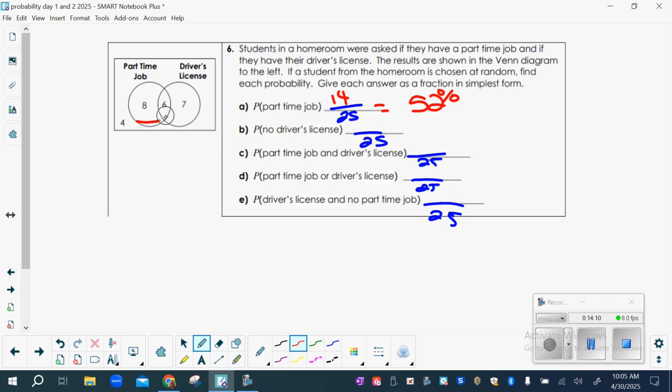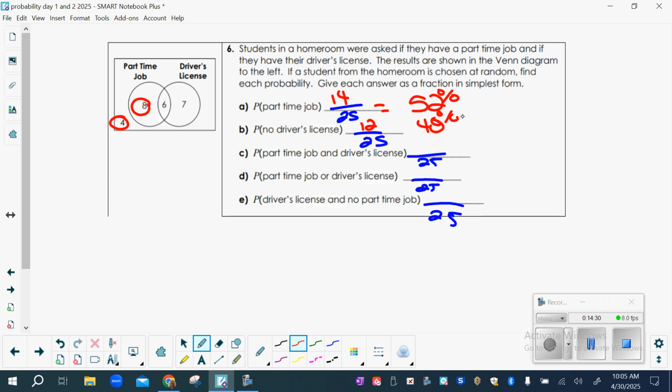No driver's license. Guess what? That's going to be these 4 losers and these 8 losers. They don't have a driver's license. So it is 12 up here, and it would be 48%.